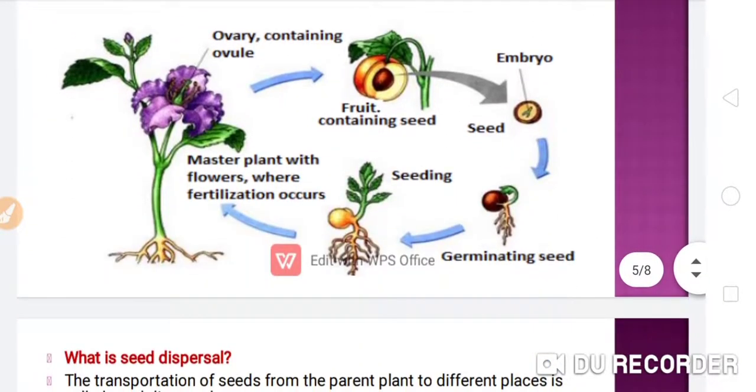Here you can see the formation of the fruit, and this fruit will convert into the germinating seed. In the seed there is an embryo, and it will convert into a germinating seed, and this will be the seedling. In the next step, the resulting seedling will convert into a new plant. So this is the whole process.